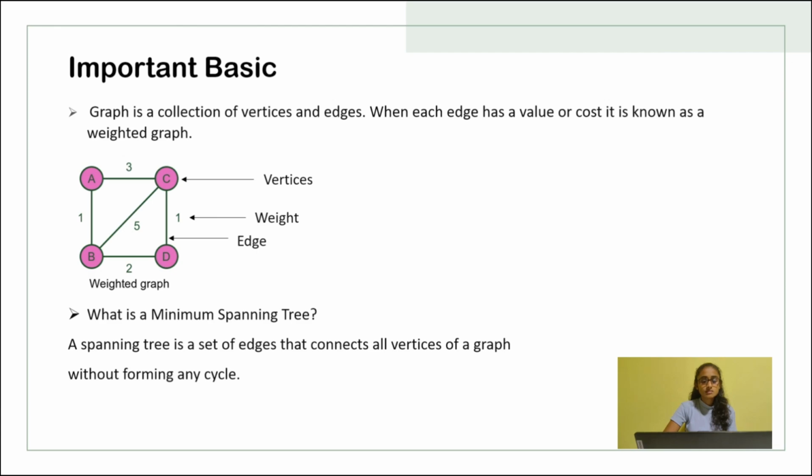What is the minimum spanning tree? Among all possible spanning trees, the one with the minimum total edge weight is called the minimum spanning tree. So in simple words, a minimum spanning tree connects all nodes with the least total cost. This is exactly why Prim's algorithm helps us to find it.